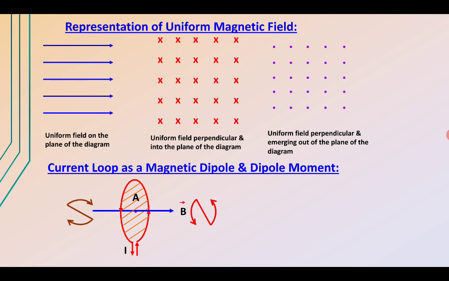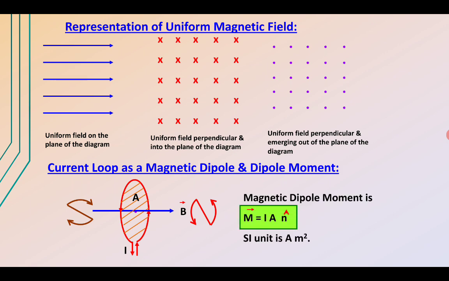Like the electric dipole moment, we have the magnetic dipole moment as well. The magnetic dipole moment is given by m = IA n̂, where I represents the current flowing through the solenoid or the loop, A is the area of cross section, and n̂ is the unit vector representing the direction. The SI unit for the magnetic dipole moment is ampere meter squared.